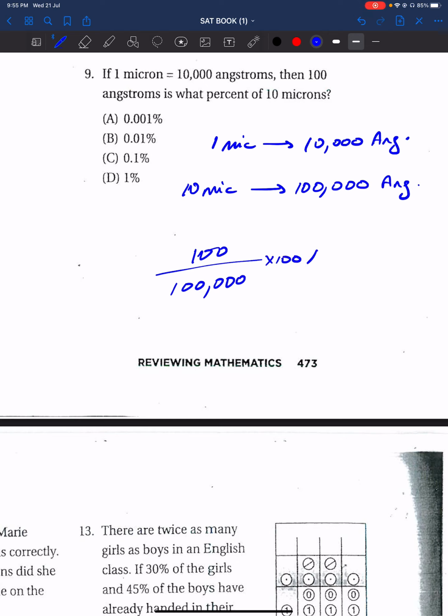So we'll need to multiply by 100 in percentage, and you'll get accordingly. So this would give you, cancel out those two zeros, and another two zeros, you will get 1 over 10%, which is 0.1%, which is choice number C.